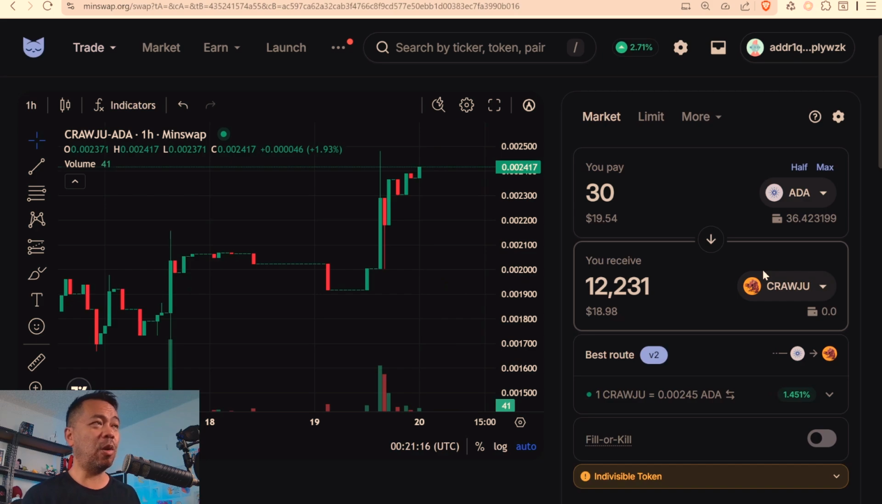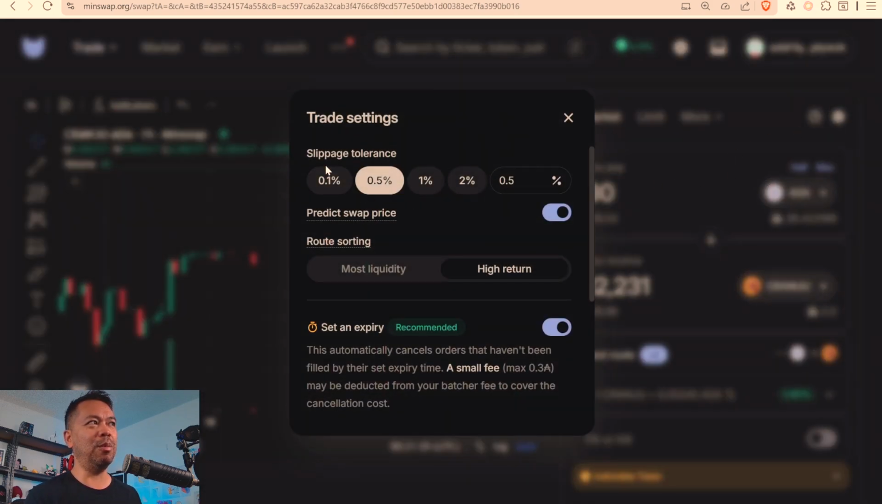So I can control that by going to the settings here on the platform and put in my slippage tolerance. Now it's set at 0.5. So now if my swap goes outside of those particular bounds, then the trade won't execute and I'll just get my assets back. So you need to make sure that the slippage is set at a point where you are comfortable with.